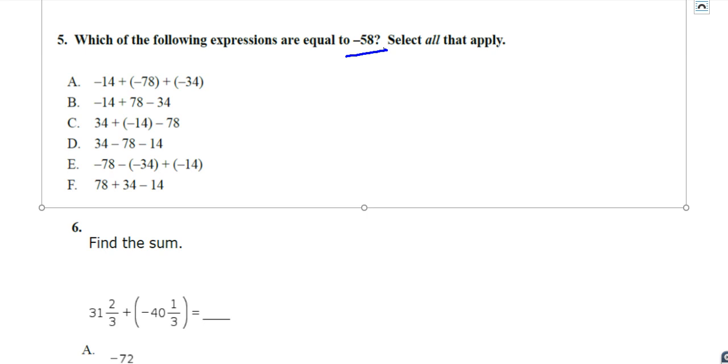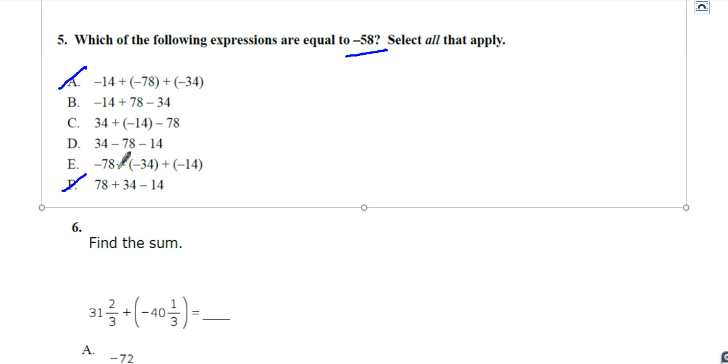So A doesn't make sense because if I have negative 14 and I add a negative 78, I'm supposed to add those two. Well, that takes me well beyond negative 58. And since negative 34 is more negative, I can't end up back at negative 58. So I didn't actually have to do the math to understand that one's wrong. I can also quickly eliminate F because 78 plus 34 is going to be a pretty large positive number. So if I take 14, which is not going to make it negative, F can't be the answer either.